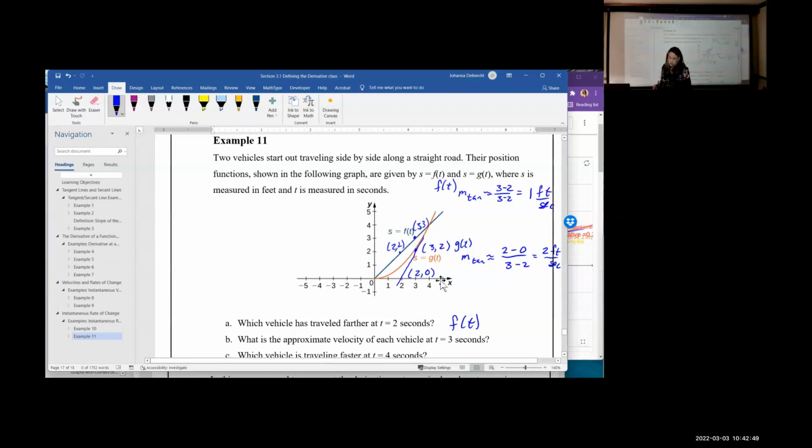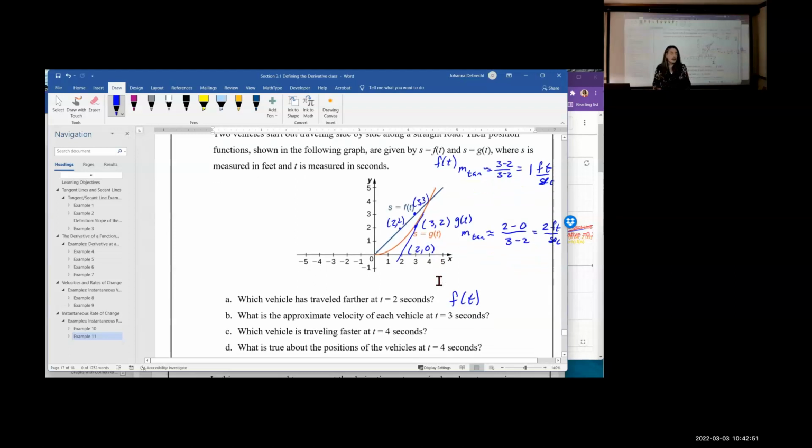And it looks like G is moving faster. Why? Because its tangent line is steeper at that point. So the tangent line at 3 is steeper on the red one, even though it's traveled less far than the blue one. It's traveling faster. It started out slower and then sped up.